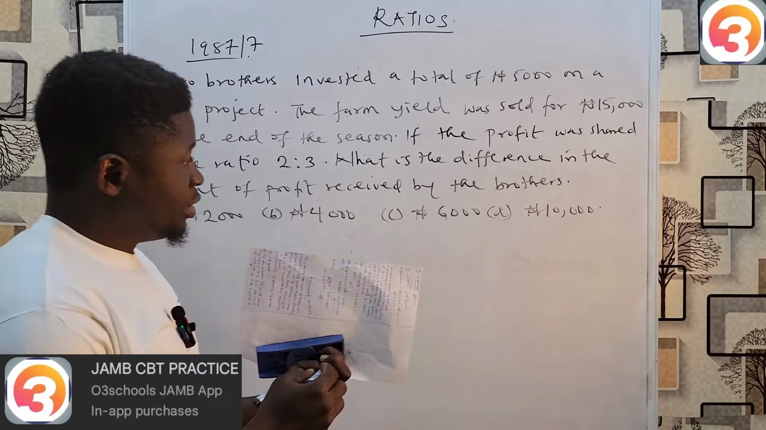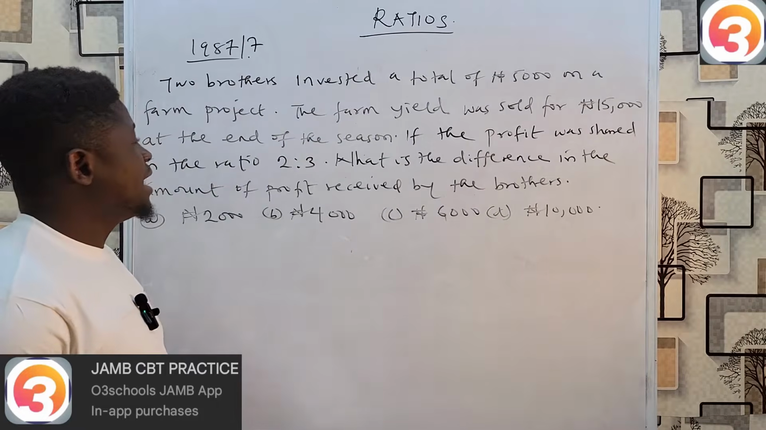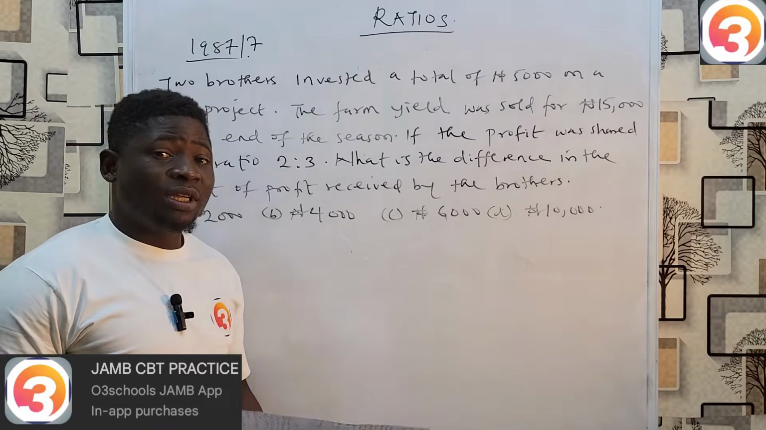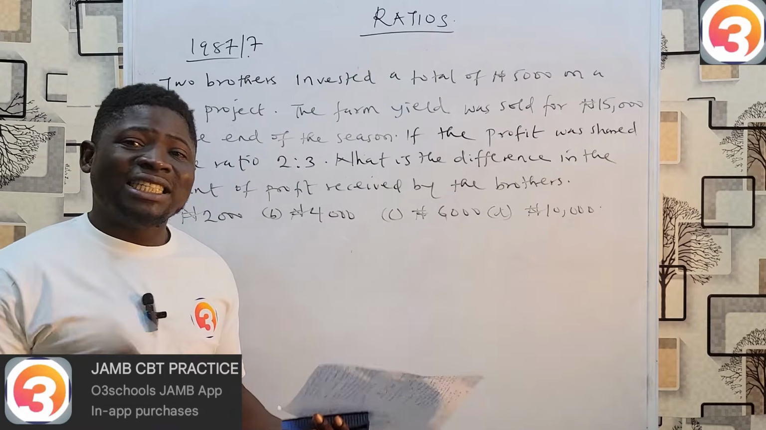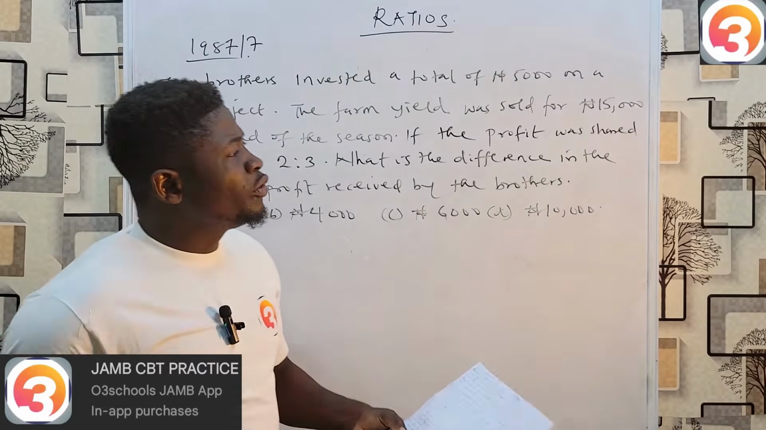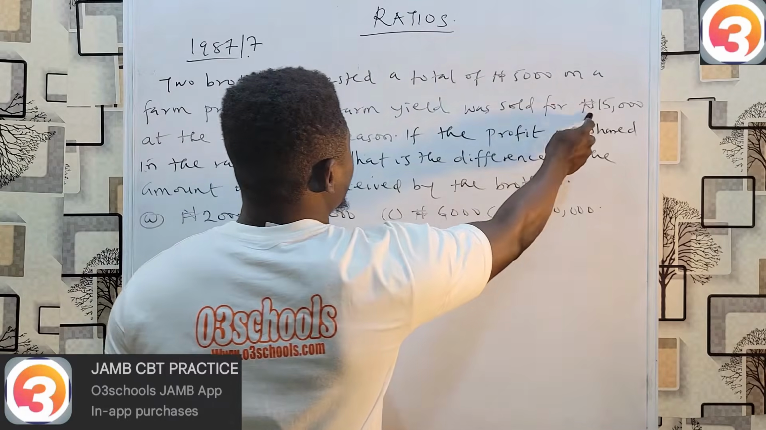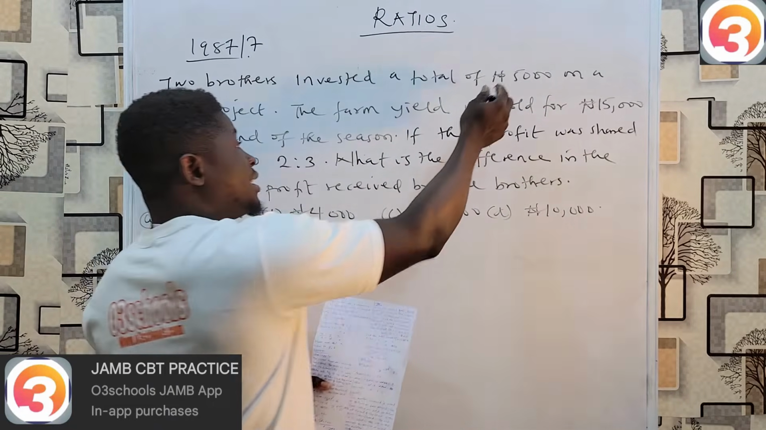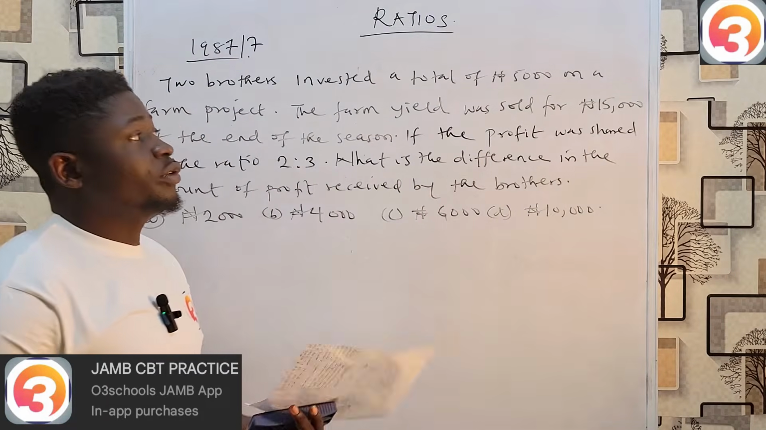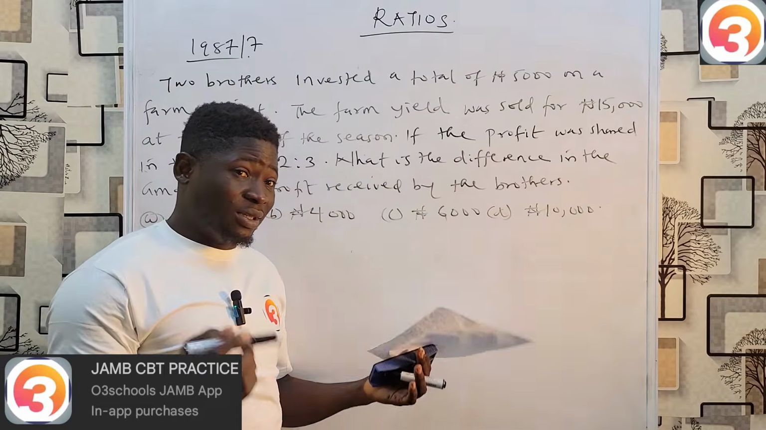All right, so we have another question before us. This is another ratio question. They say two brothers invested a total of 5,000 naira on a farm project. So their initial investment was 5,000 naira. Then the farm was sold for 15,000 naira. That means they made a profit of 10,000 naira, because they invested 5,000 and made 15,000. So a profit of 10,000 naira was gotten from this business to start with.